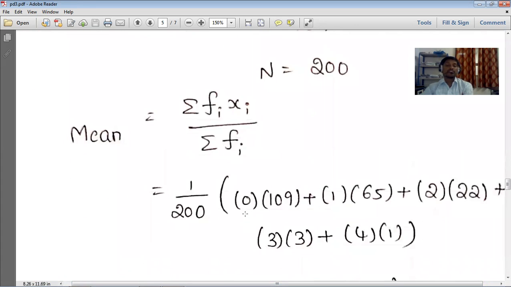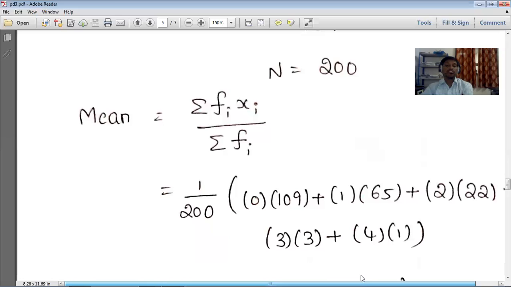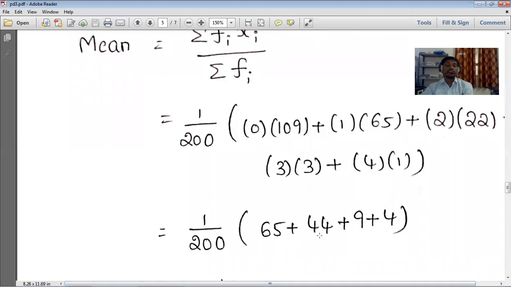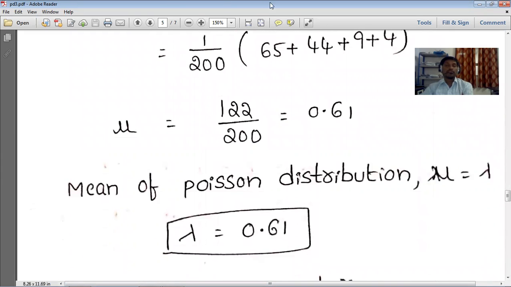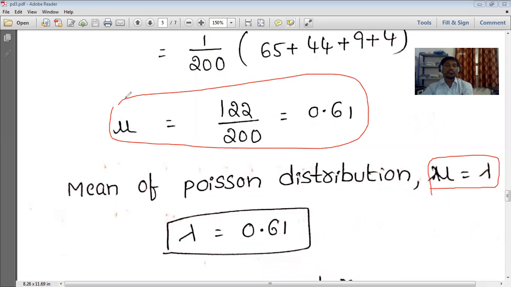Now summation xi fi. We discussed that one, right? 0 into this one plus 1 into 65, 2 into 22 plus 3 into 3 plus 4 into 1. So how much did we get in total? 0.61. This is the mean value we got. But the actual mean of the Poisson distribution is mu equal to lambda. Here we got the mean mu equal to 0.61. If we compare these two, lambda is equal to 0.61. So we calculated lambda.